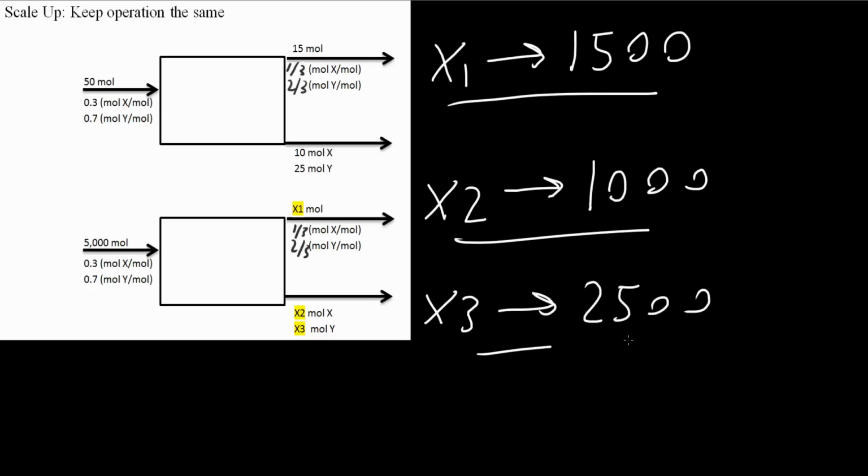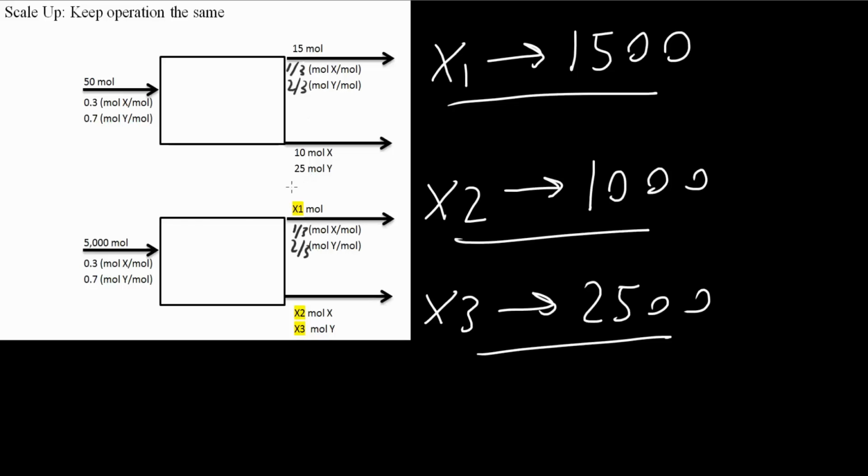And if you want, you can even check. So 50 times 0.3 is equal to 15 times 1/3 plus 10. So that is our X balance. And 50 times 0.7 is equal to 15 times 2/3 plus 25.